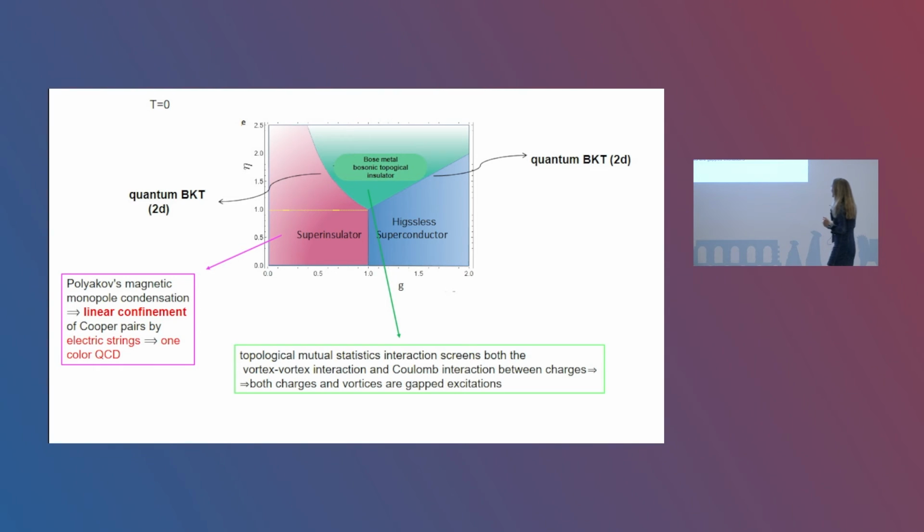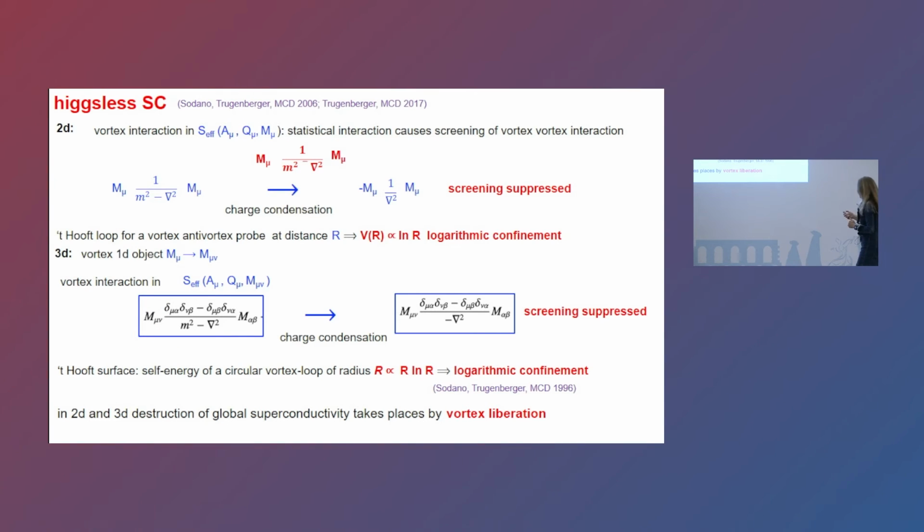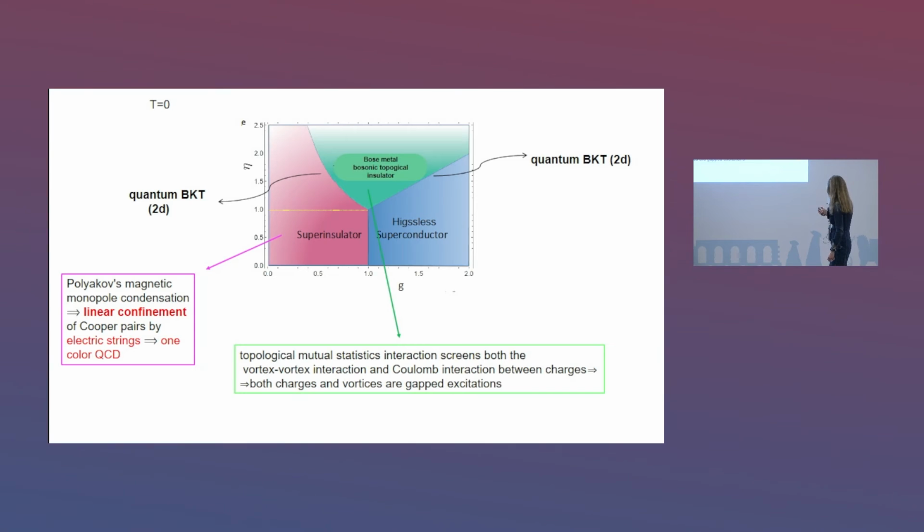You heard everything about this phase yesterday. Let me just stress that this phase in between, which appears when this parameter eta is bigger than 1, is a phase in which this topological interaction that is being ignored plays a crucial role and screens both charge and vortex interactions, and these are both gapped interactions. Okay, five minutes. So let's concentrate on this phase, the Higgs-less superconductor.